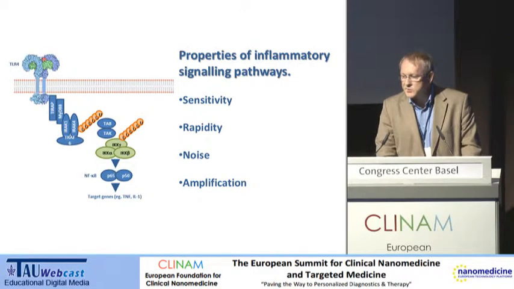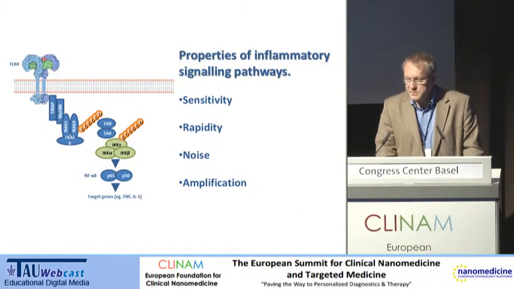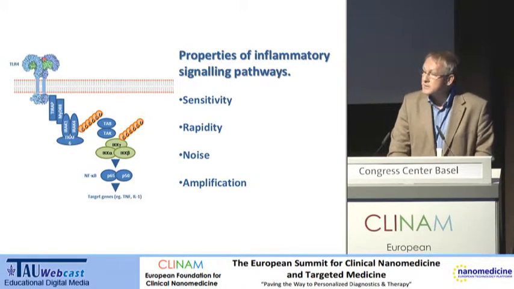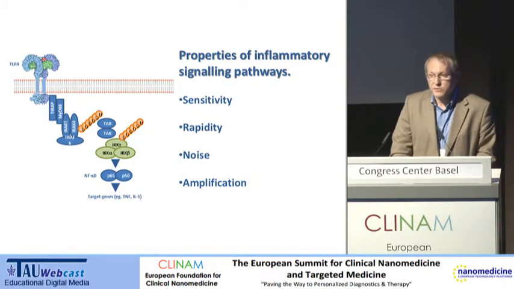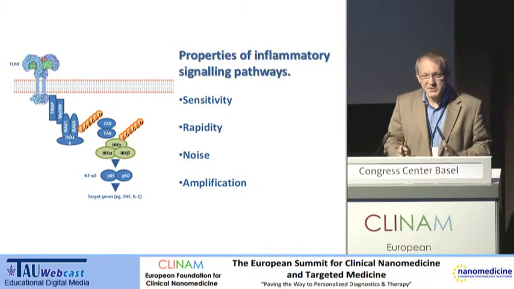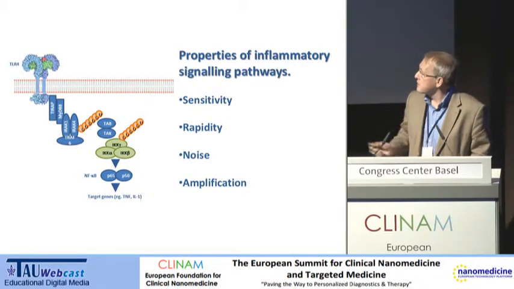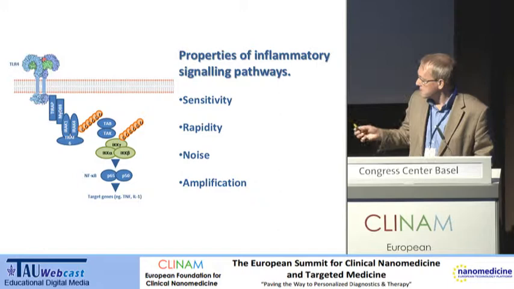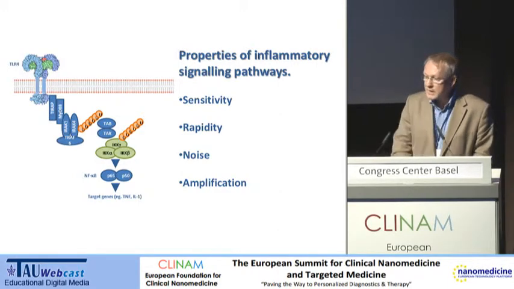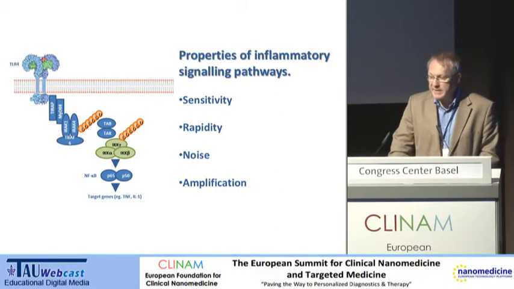The first is extreme sensitivity. The second is rapidity. They're able to activate transcription of target genes within a matter of only a few minutes. These signaling pathways are largely based on protein-protein interaction, and of course these interactions can occur just by chance within the cell, so these biological systems always contain noise. And there's a property of amplification.